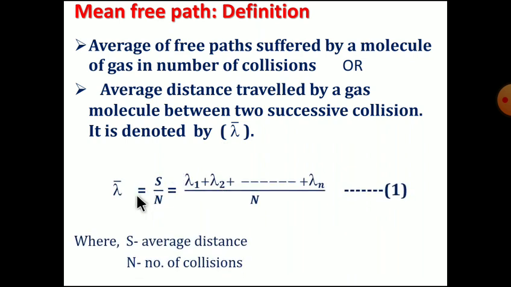Mathematically, the mean free path lambda bar is defined by one relation. It is the ratio of the average distance traveled by a gas molecule, denoted by S, to the number of collisions, that is capital N. This average distance traveled by the gas molecule is the sum of all free paths, like lambda 1 plus lambda 2 plus lambda 3 and so on up to lambda n, divided by capital N.